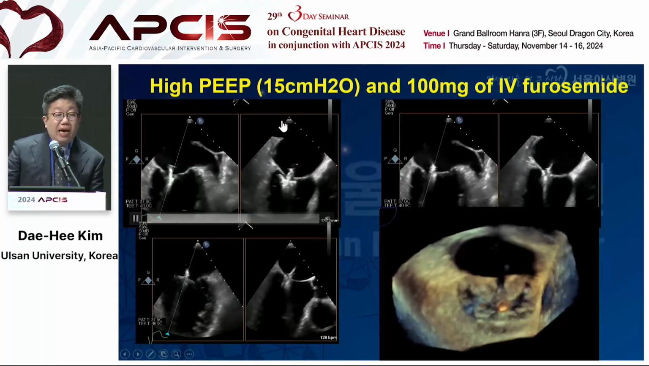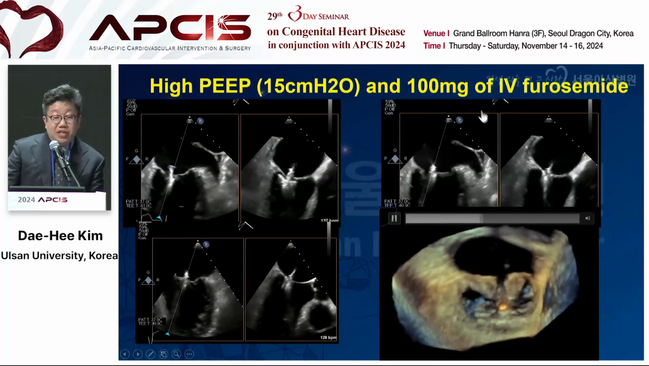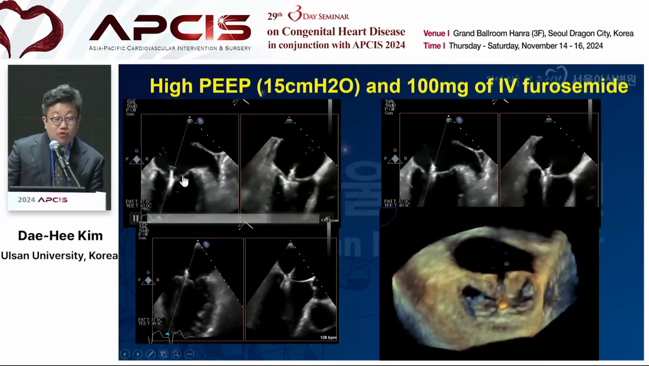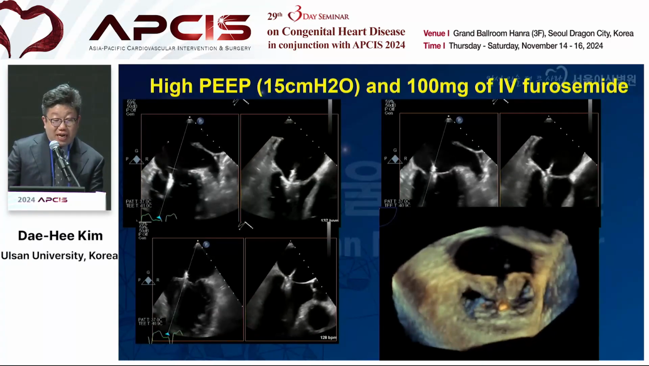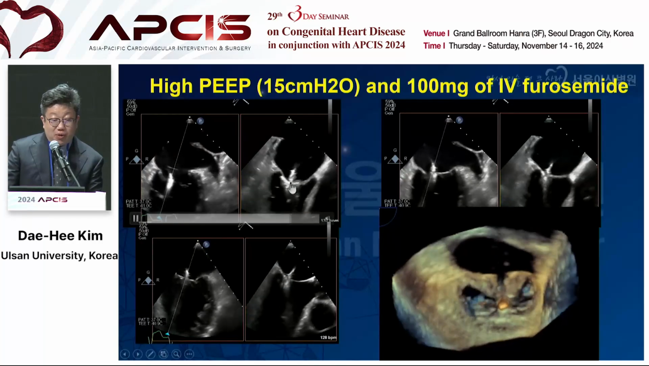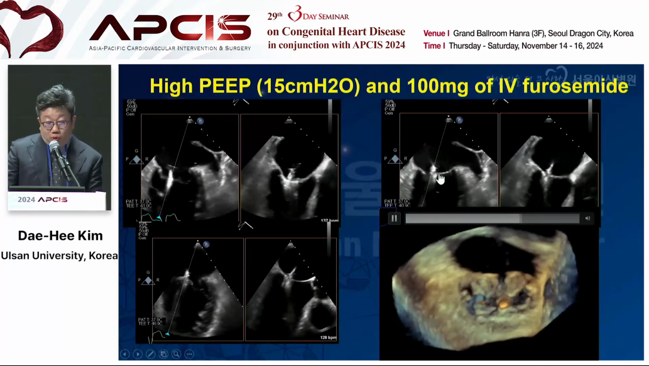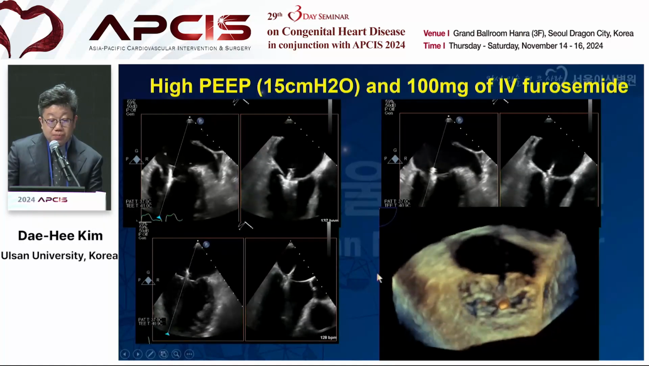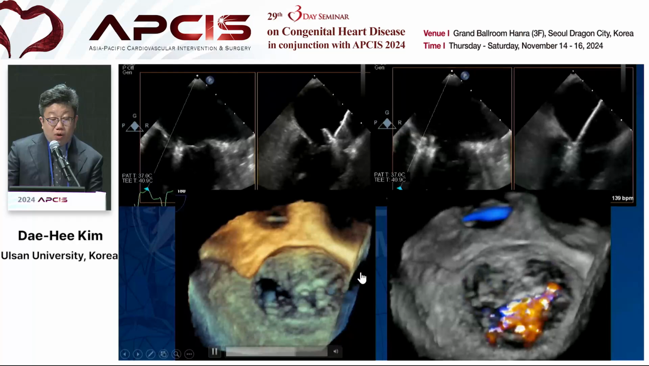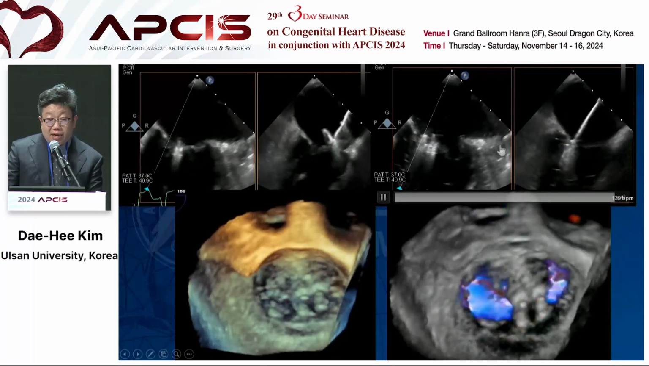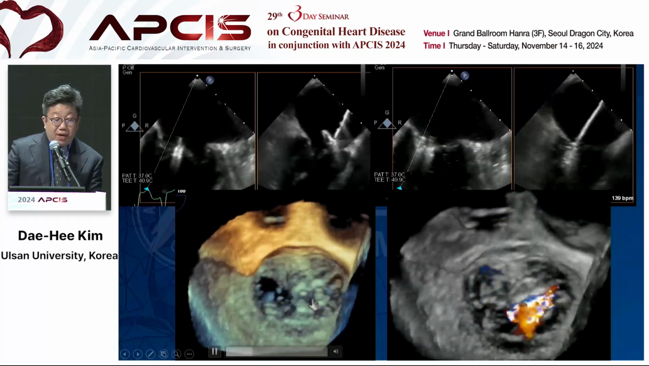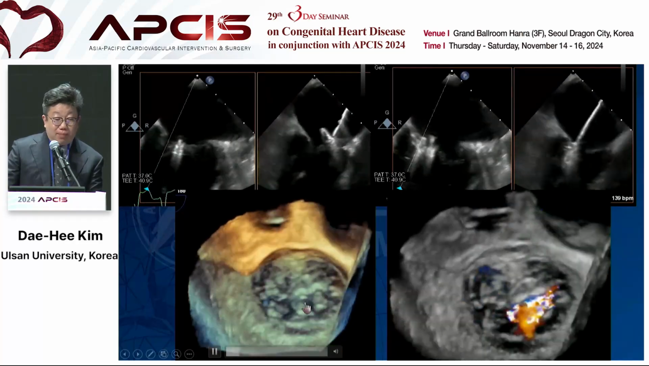We applied high PEEP and a high dosage of IV furosemide to reduce the venous return like this. As you can see, the coaptation gap is much reduced from the original image of the 3D en face view. We grasped with one axis, double clip like this. After that, we applied the second clip just next to the first clip. We deployed two mitral clips here.